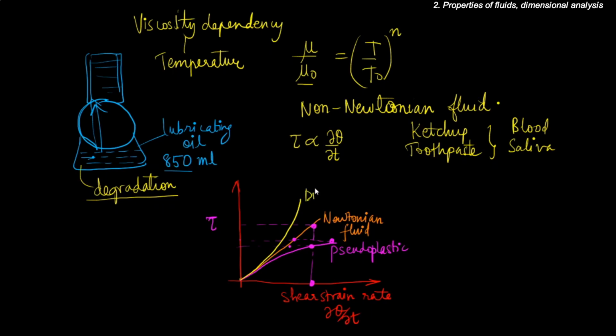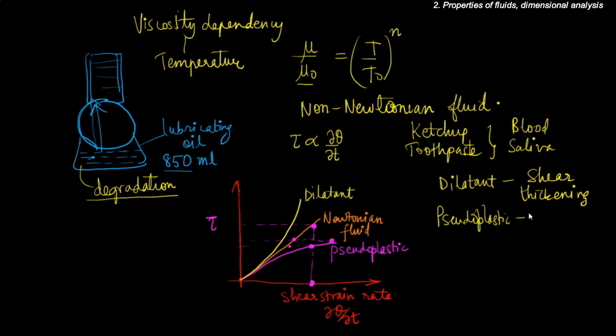And this kind of a fluid is called a dilatant fluid. So for a dilatant fluid, the shear stress increases with an increase in shear strain rate, and these kinds of fluids are also called shear thickening fluids. That is, the effective viscosity increases with an increase in shear strain rate. Conversely, pseudoplastic fluids are also called shear thinning fluids. That is, as the shear strain rate increases, the viscosity falls.